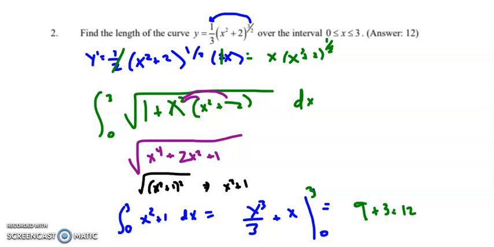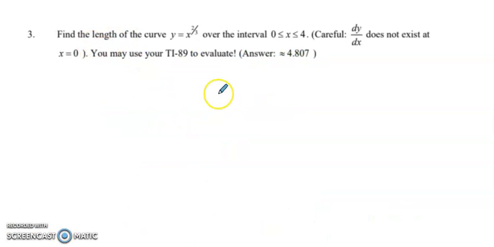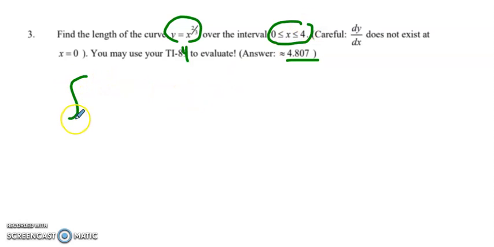Now let's go on to the next slide where we're going to have a calculator problem. So this time they're telling us that we can use our TI-89. We're going to use a TI-84. This is the answer we're trying to get. This is the function. We have 0 to 4 here. So we're going to integrate from 0 to 4.